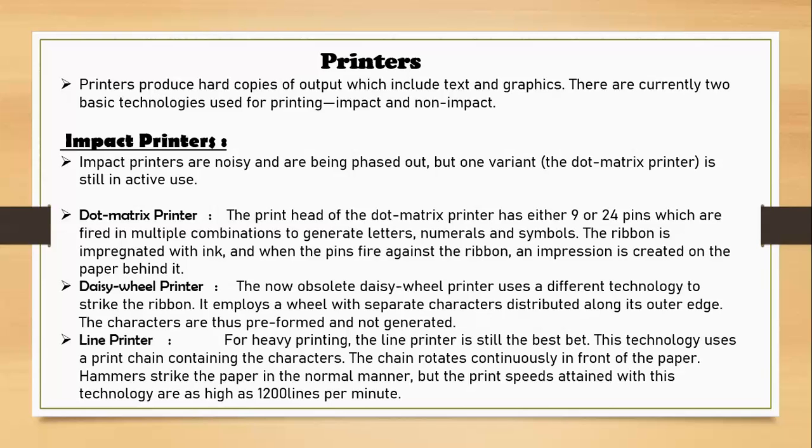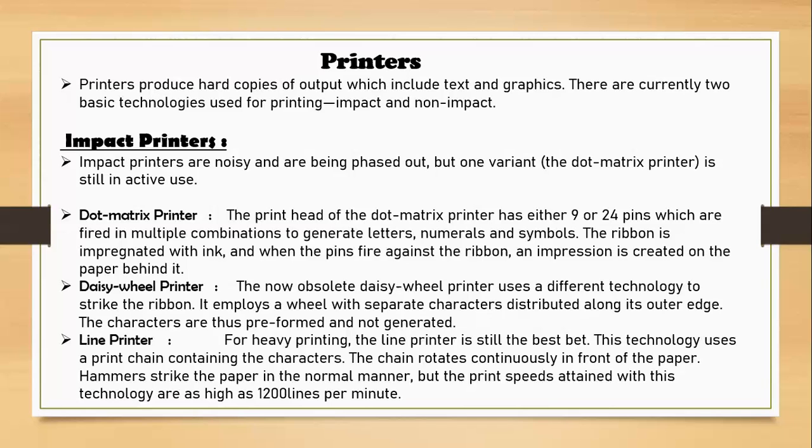Then comes the line printer. For heavy printing, the line printer is still the best bet. This technology uses a print chain containing the characters. The chain rotates continuously in front of the paper. Hammers strike the paper in the normal manner, but the print speeds attained with this technology are as high as 1200 lines per minute.